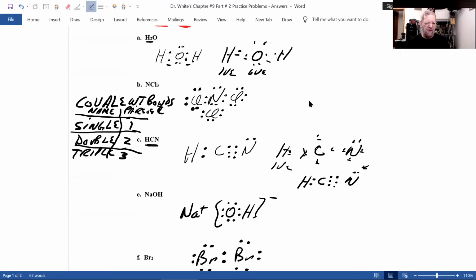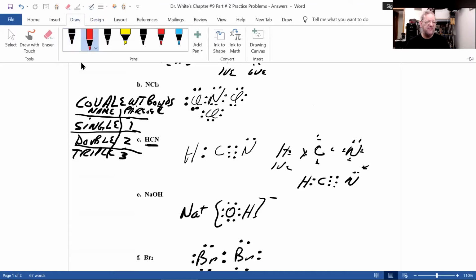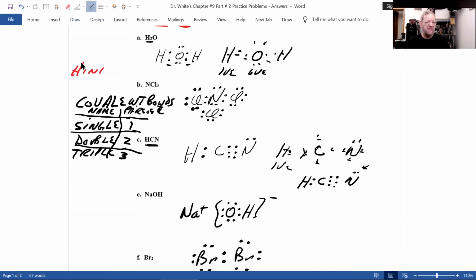Again, you should know this. What are the 3 types of covalent bonds? Single bond, double bond, triple bond. You should also know how many pairs of electrons are in each one. Single bond, 1 pair; double bond, 2 pair; triple bond, 3 pair.